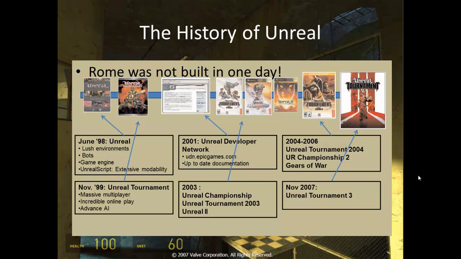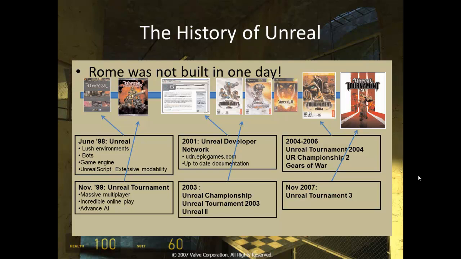A couple of years later, there was Unreal Championship and Unreal Tournament 2003, and based on all those changes that happened within the Unreal Engine, the newer engine Unreal 2 was released, which had even better multiplayer capabilities. In 2004 and 2006, Unreal went through more development. Unreal Tournament 2004, based on the Unreal 2 engine, was released, and that was a big hit.